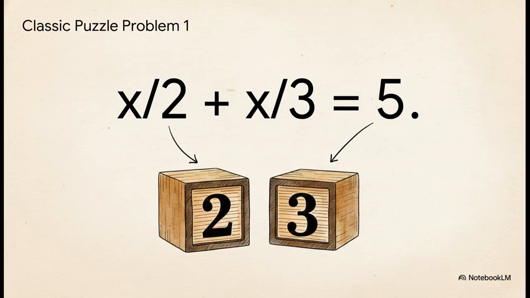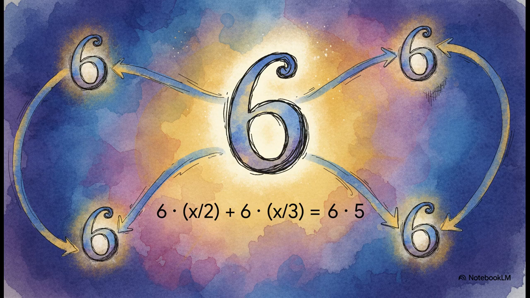We have x divided by 2 plus x divided by 3 equals 5. The good news here is that our denominators are just numbers, 2 and 3, which makes finding that LCD super easy. So, what's the smallest number that both 2 and 3 go into? 6, right? That's our LCD. Now for the most important part, we multiply every single piece of this equation by 6. That means the x over 2, the x over 3, and, this is the one people forget, the 5 on the other side of the equal sign.